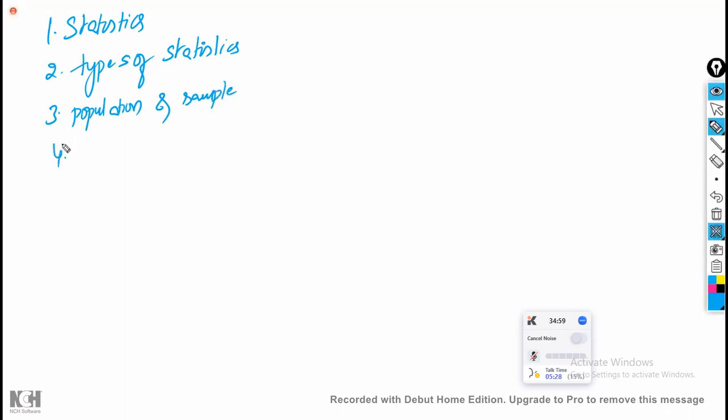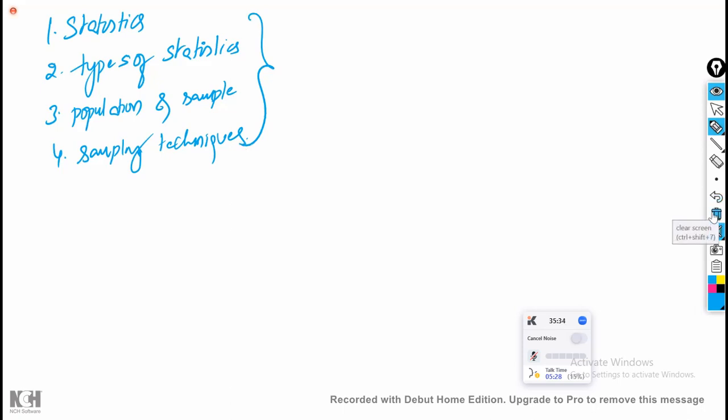Next, we saw the sampling techniques. There are 2 types: random sampling and non-random sampling. Random sampling means you choose the data randomly. Non-random sampling means having some kind of partiality, which is also called bias. Non-random sampling is also called biased sampling. Biased means one-sided, right? So these are the things which we have discussed.